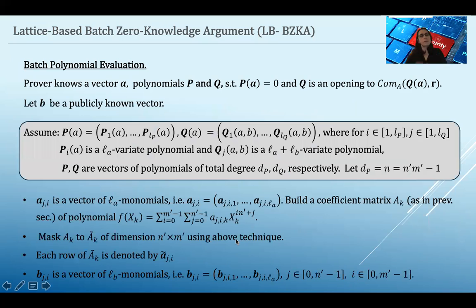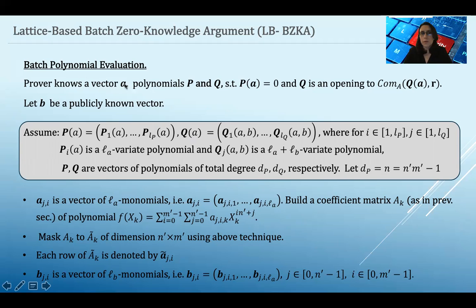Okay, and now we are running out of time, so I will briefly introduce our second contribution, which basically applies our first contribution as its main part. So the second contribution is a batch polynomial evaluation protocol and zero knowledge evaluation protocol.